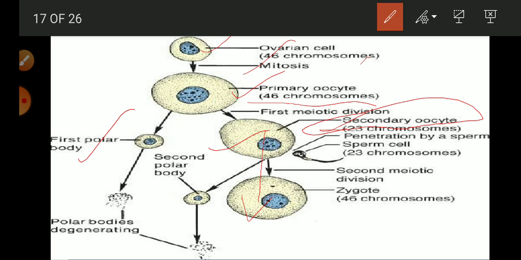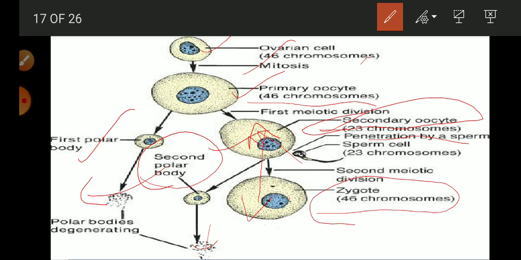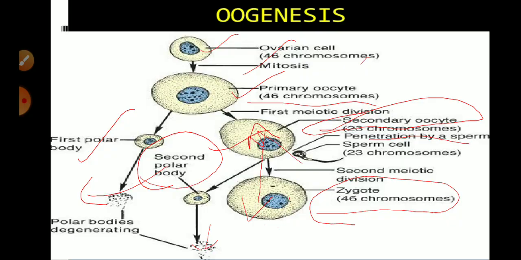But if there is fertilization, penetration of the sperm is done, and as the sperm touches the wall of the oocyte, the next meiotic division will be done and the second polar body will be formed, and it will degenerate later on. And the fertilized egg, you can see, has two nuclei, so it will form the zygote, and it has 46 chromosomes. So this is the second meiotic division, which is done after fertilization.